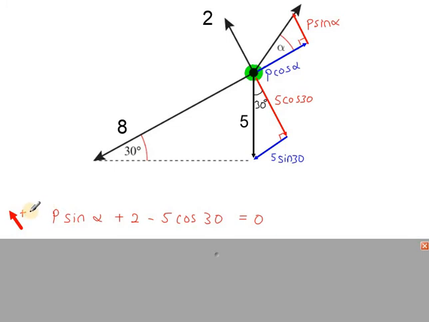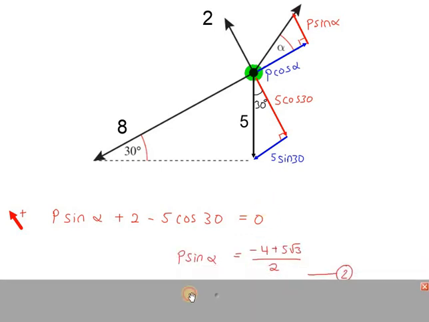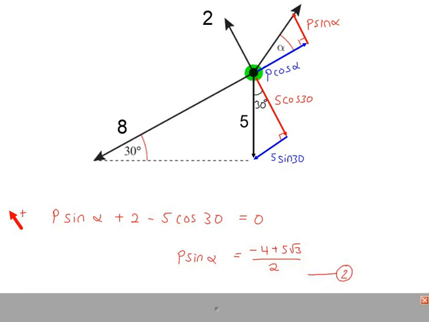Resolving perpendicular to the incline, this is the positive direction. So we have P sin alpha plus 2 minus 5 cos 30 equals 0. Resultant force 0. And then we can rearrange to make P sin alpha the subject. So this is equation 2.